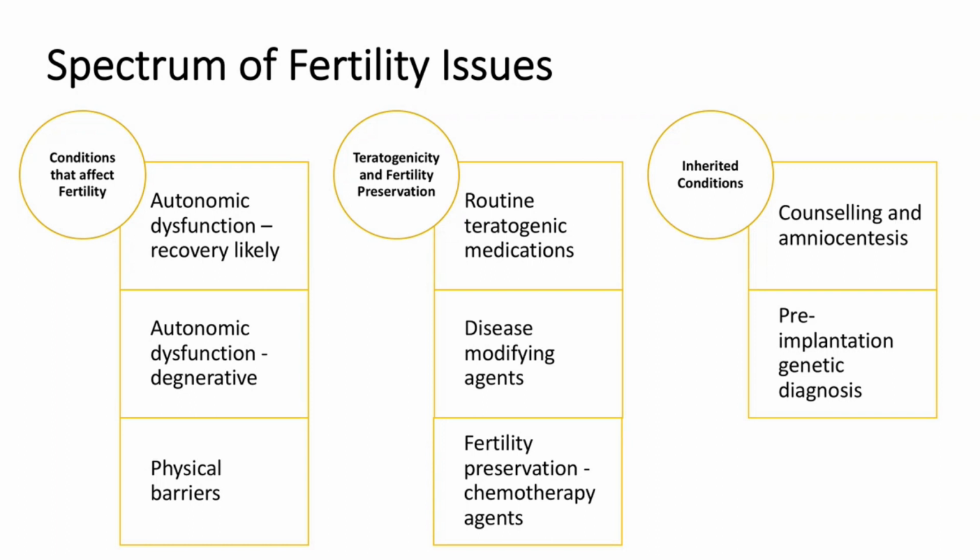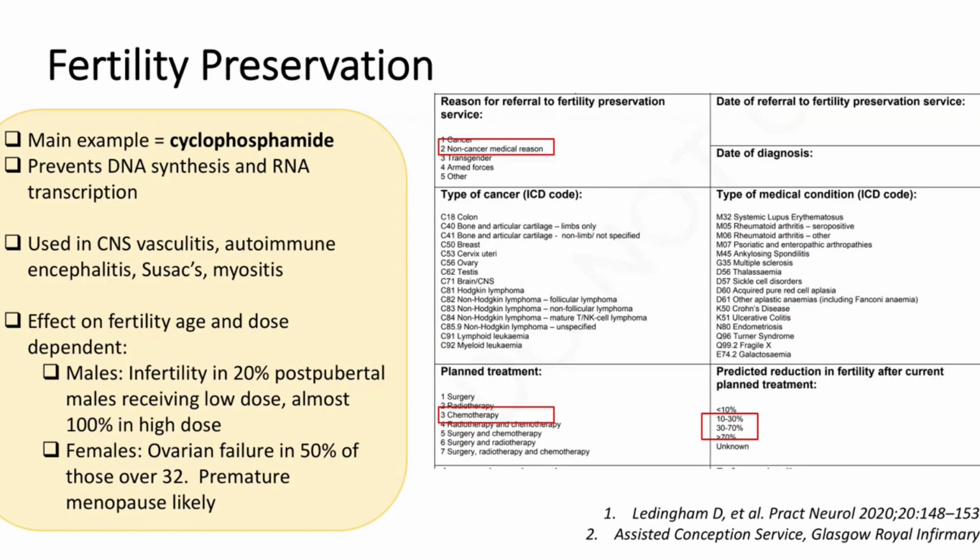So what I'm going to focus on today, next slide, Amber, sorry, is fertility preservation. The main example of this is with the drug cyclophosphamide. Handily, there's a really useful Practical Neurology paper which I've referenced, which outlines the requirements for this. This is a drug that prevents DNA synthesis and RNA transcription, so it affects rapidly dividing cells, which means that it's useful for targeting things like vasculitis, but it also affects oocytes and spermatogenesis as well.